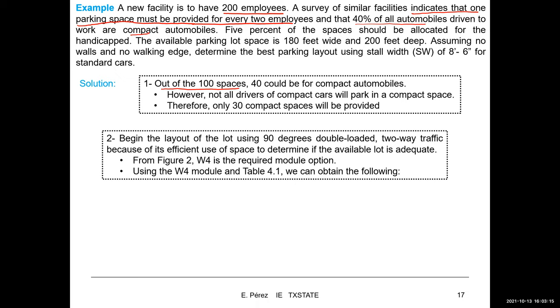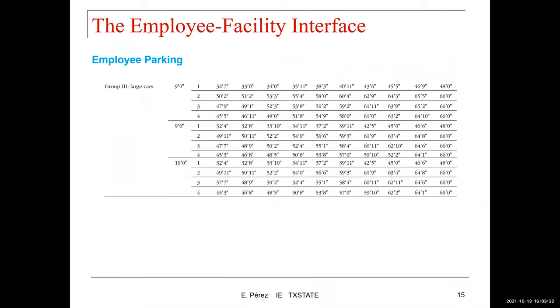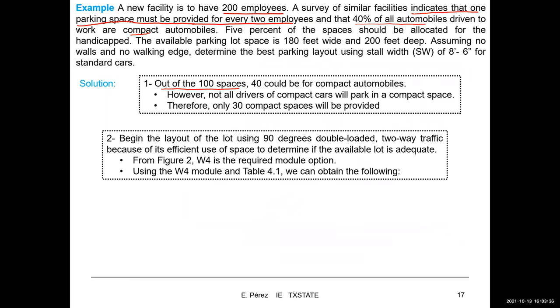From figure two, W4 is the required module option. So go here. So we said W4 is gonna be this one. And using W4 module and table 4.1, we can obtain the following information. So let's look at the information that we have. W4, we are designing for this.